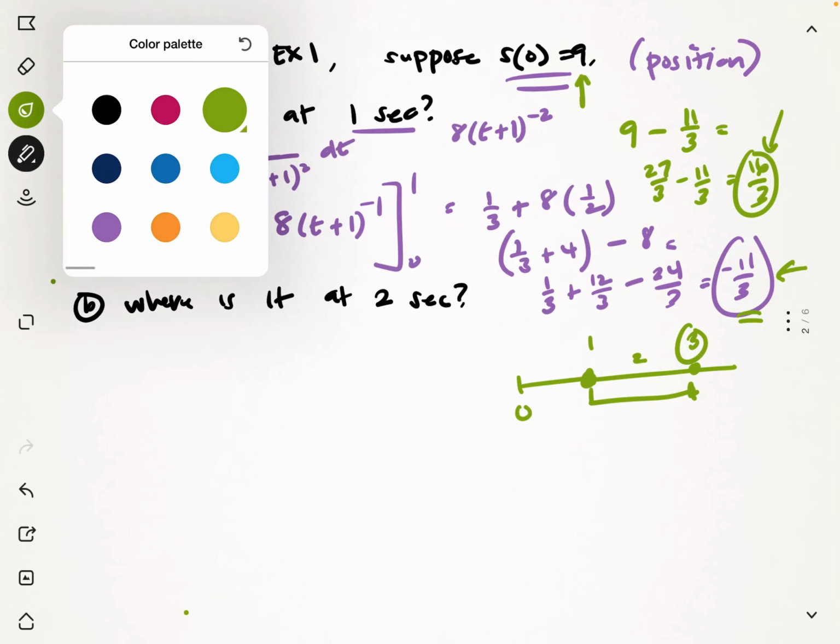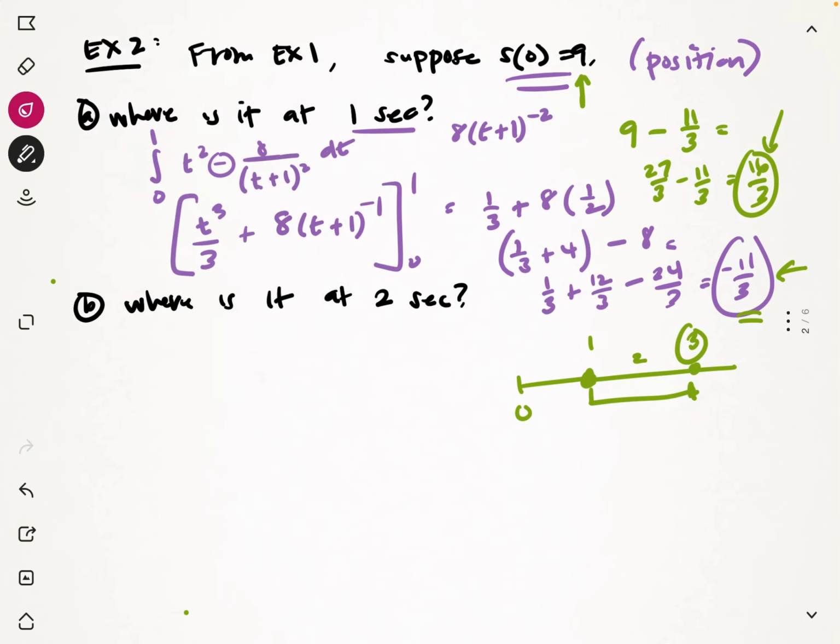Okay, part B is similar. And we already did our integral, so we don't have to do anything fancy there. We're just going to replace the 1 here with our 2. So we're going to do t cubed over 3 plus 8 over t plus 1, and maybe we should just do it as this because it's easier, from 0 to 2 this time.